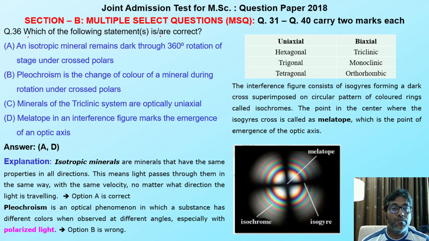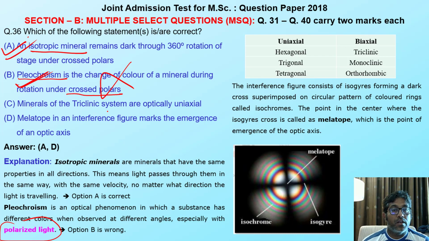Which of the following statements are correct? Isotropic. What is isotropic? Isotropic means that it will not change its color in 360-degree rotation. So option A is correct. Pleochroism. What is pleochroism and how is it related? This is not the cross polar. You should have polarized light for this pleochroism property. So this is not your option.